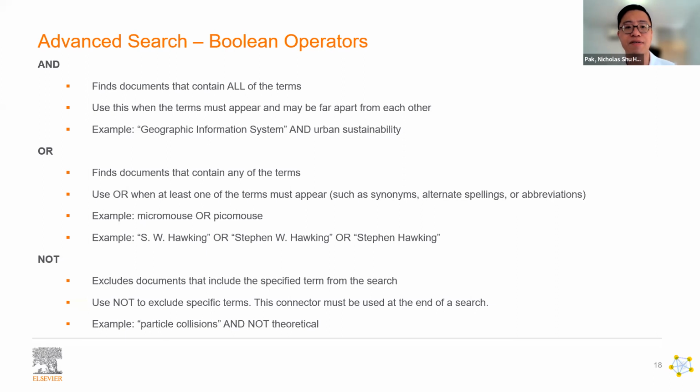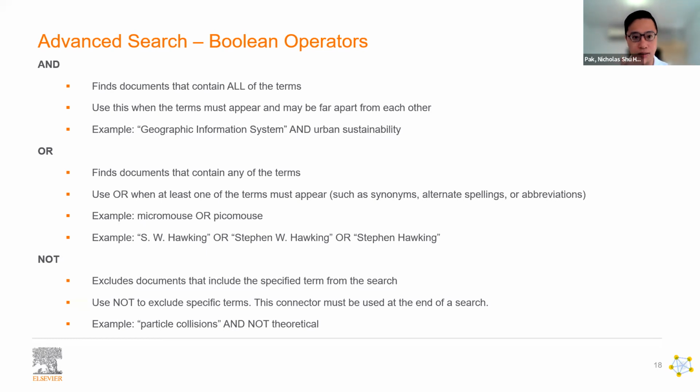The OR operator finds documents which contain any of the terms. Use OR when at least one of the terms must appear, such as synonyms, alternate spellings, or abbreviations. So if you're looking for a micromouse or a picomouse, this is what you can do. You can also look for "Stephen W. Hawking" in open inverted commas, or different permutations of the author's name itself, right? Then you'll be able to get the articles that come up as well.